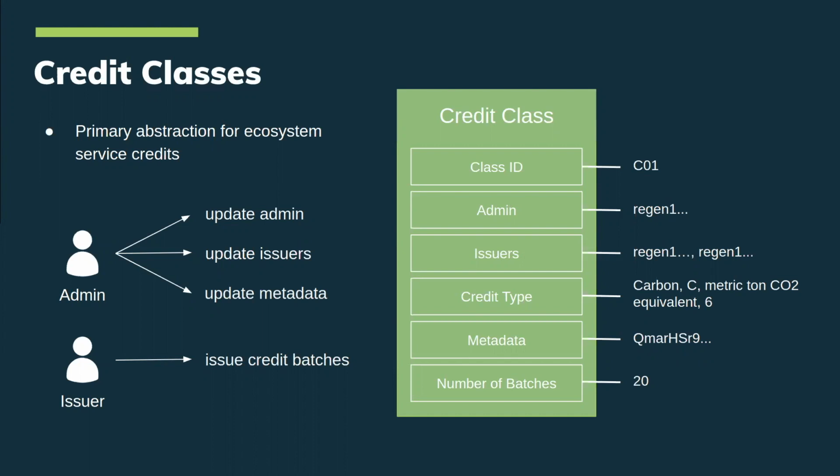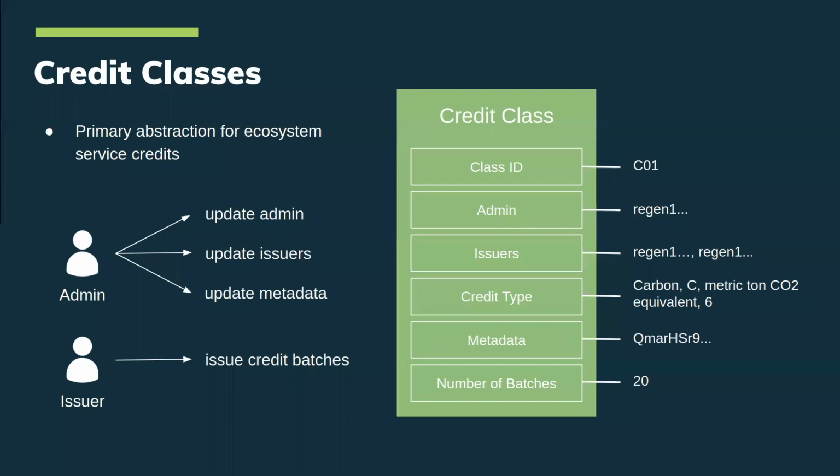After that, we have the issuers. There can be any number of issuers for a credit class. Issuers are responsible for issuing credit batches. We're going to look at what a credit batch is in more detail in a few slides. But on the right here, we have an example of a couple addresses that are listed as issuers.